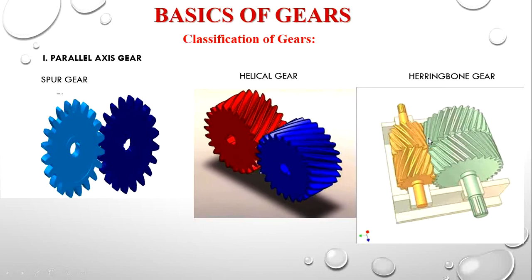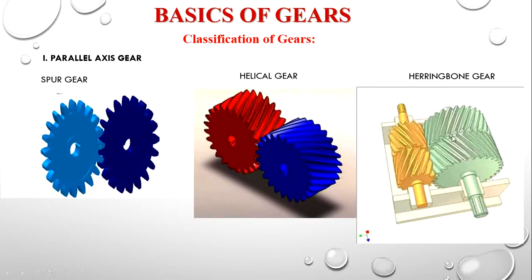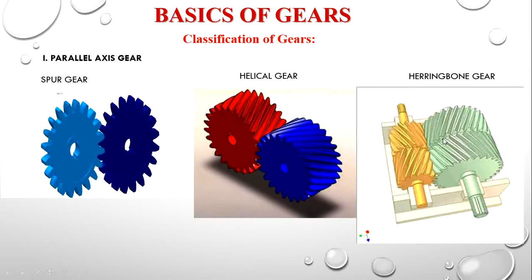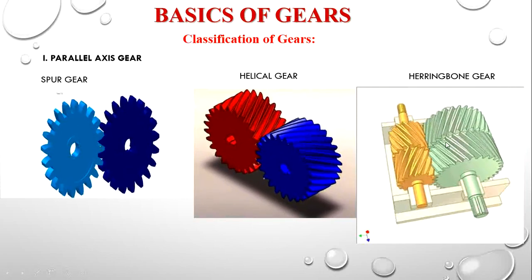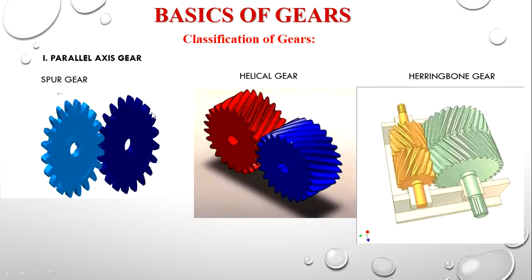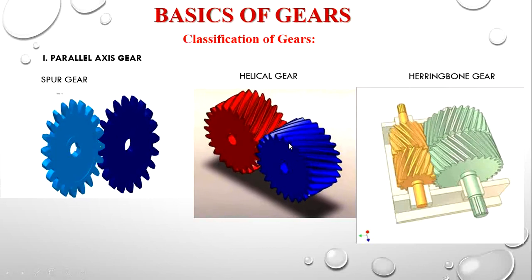There are two types of gears in this family: herringbone and double helical. If you have a groove provided like this inside, that is called herringbone. If you don't provide any groove over here, then that is called a double helical gear. So among parallel axis gears, we have three types: spur gear, helical gear and herringbone gear.